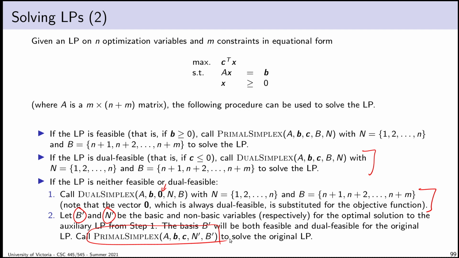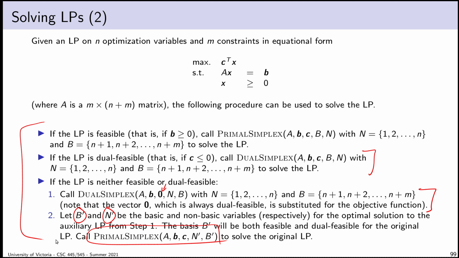So if I have both primal and dual simplex implemented, I can now solve any LP that is feasible. I guess I can solve it in any case. I can decide if it's optimal, unbounded, or infeasible if I have both the primal and dual simplex method implemented.